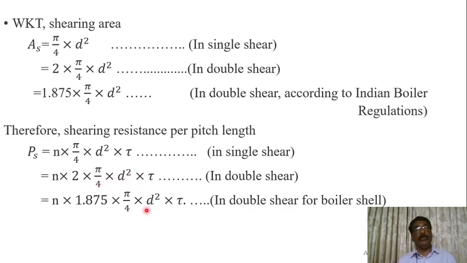And if you are going to design the boiler joint, and in that case, it is in double shear, then use this equation: n into 1.875 into pi by 4 into d square into tau. So by using a suitable equation, we can find out the shearing resistance for the given joint.